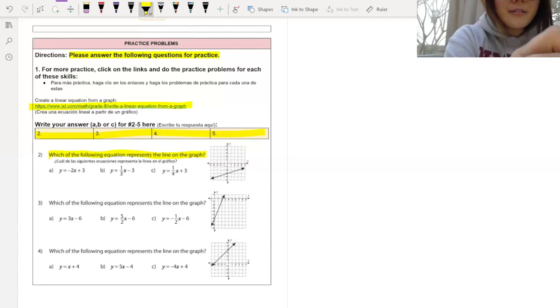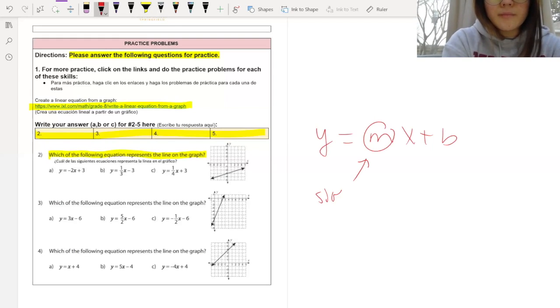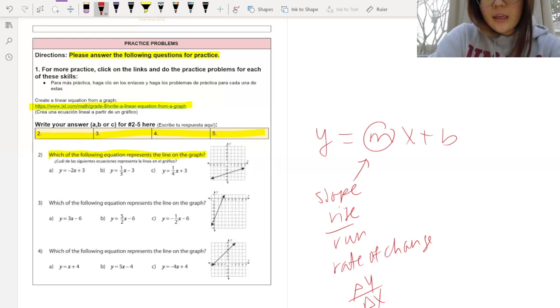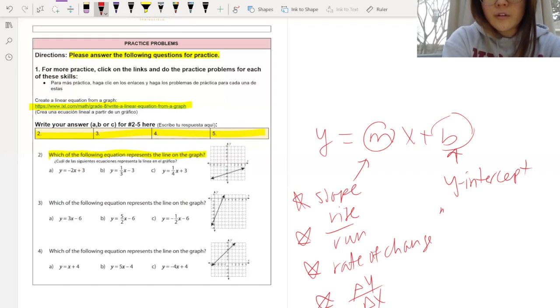Just a reminder, our equation is y equals mx plus b. M is your slope, rise over run, rate of change, change in y over change in x. These are all different ways to think about this, and they all mean the same thing. B is your y-intercept, or so to speak, starting value.